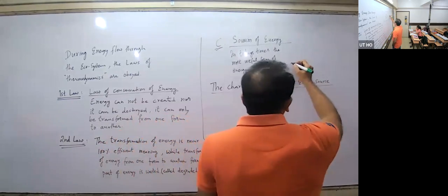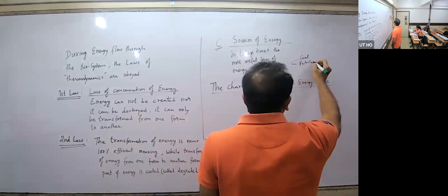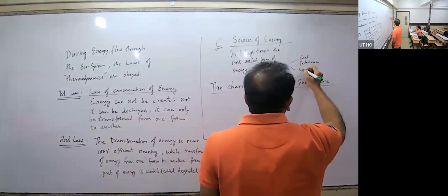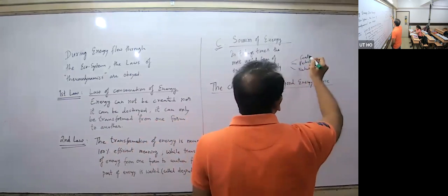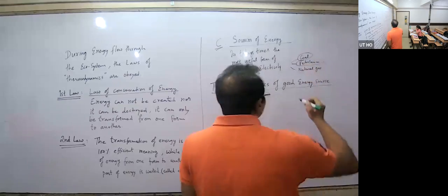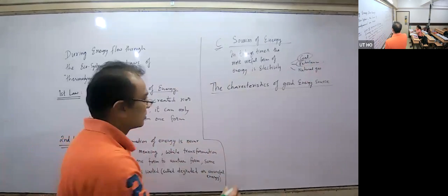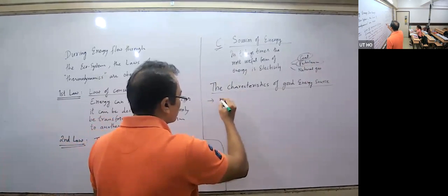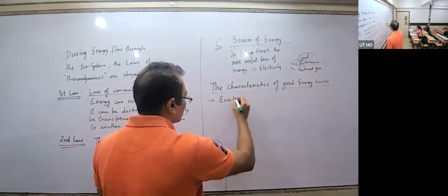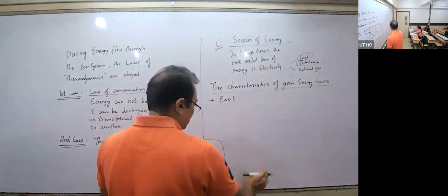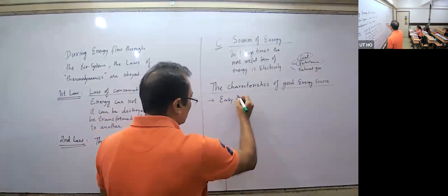So how do we make electricity? By burning coal, petroleum, right? What else? Natural gas. Again, not only electricity. Electricity maximum we make by burning coal and petroleum traditionally, right? So basically, to produce electricity, the energy source should be available easily, right? So it should be easily available. Easy availability.